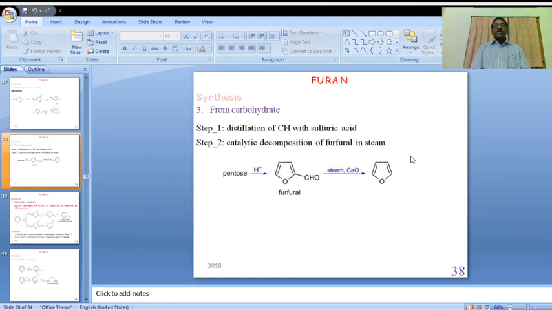This furfural intermediate undergoes catalytic decomposition in steam in the presence of calcium oxide. In the presence of calcium oxide, it forms furan. Finally, after removing the aldehyde functional group at the second position, we will get normal furan. Is it clear, all of you?